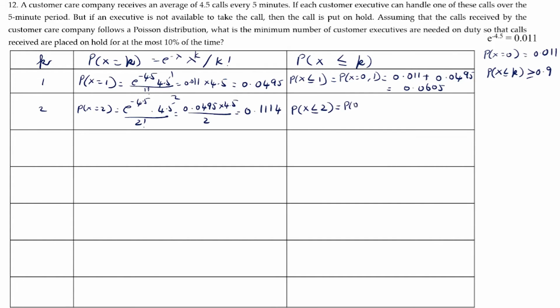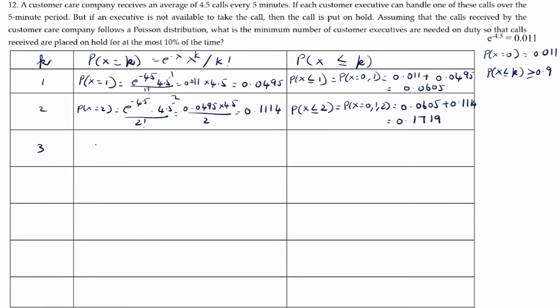Now let us find probability of x less than or equal to 2. So it is probability of x equal to 0, 1 and 2. We already got probability of x less than or equal to 1. It is 0.0605 plus probability of x equal to 2, which is 0.1114. Now when we add these two, it is 0.1719. Again it is not more than 0.9. Still we have to proceed.